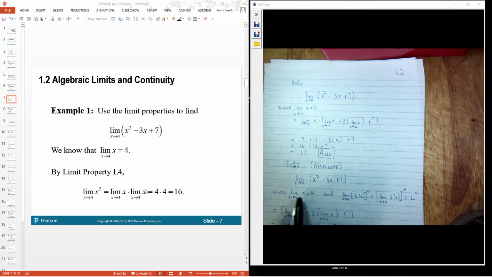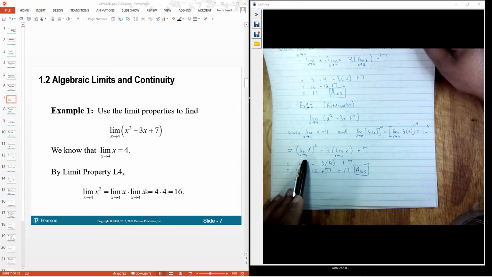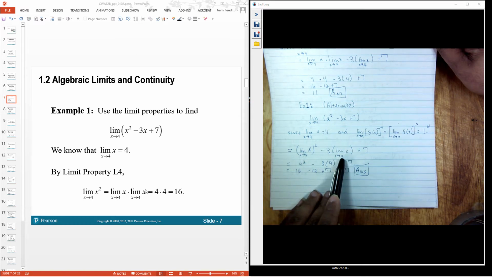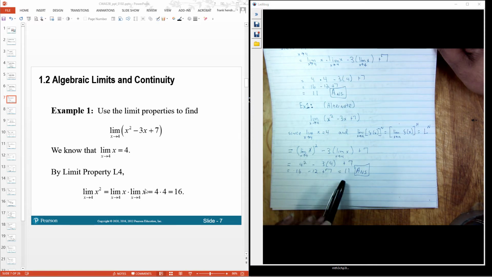Alternate approach. Because we know the limit as x approaches 4, we can go ahead and rewrite that here. So you can substitute in, simplify it, and that's our answer there.